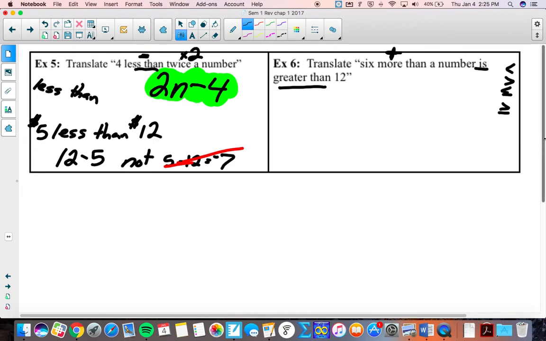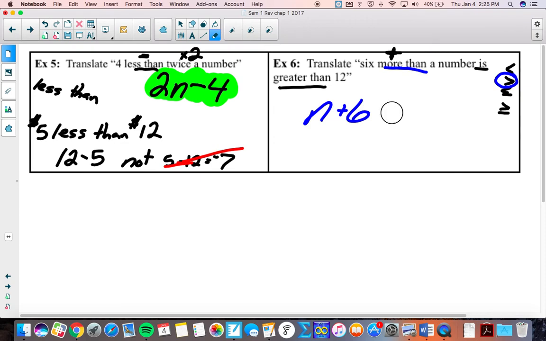Greater than means whatever comes first, 6 more than a number, is the bigger value. So 6 more than a number is bigger than 12. So that's going to be a number plus 6. That's technically the right translation. You could do 6 plus n, since with addition the order doesn't matter, whereas the order of subtraction does matter. One gives you a negative value, one gives you a positive value, and that matters. N plus 6 is greater than 12.